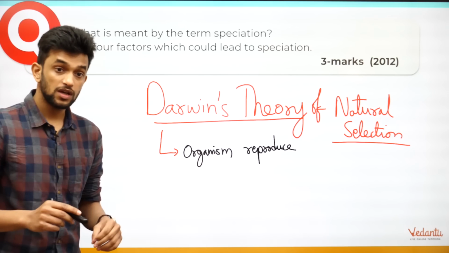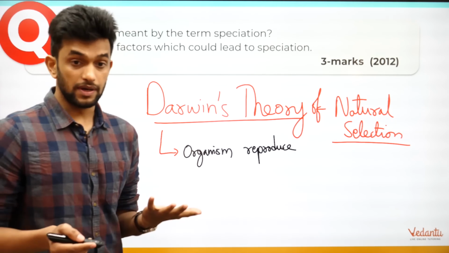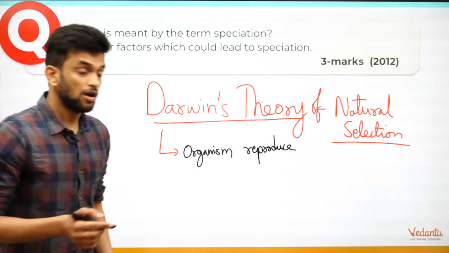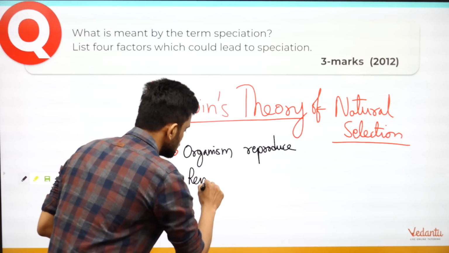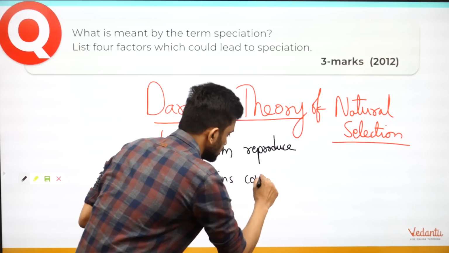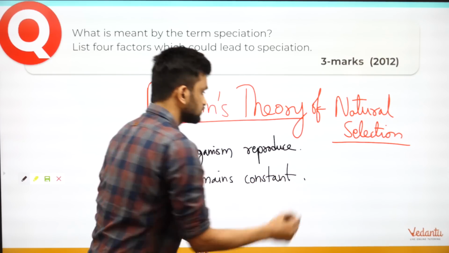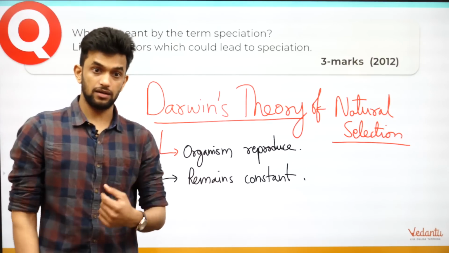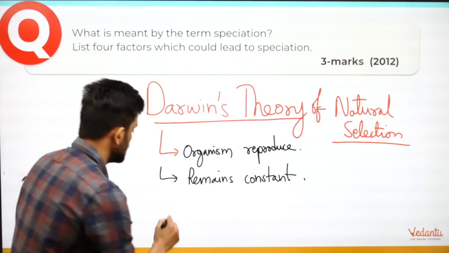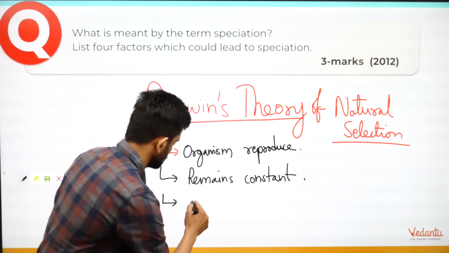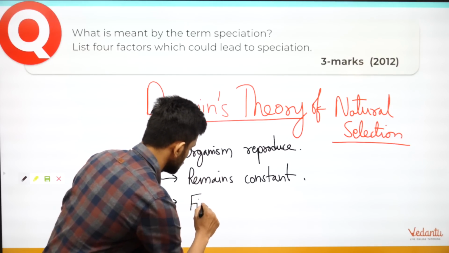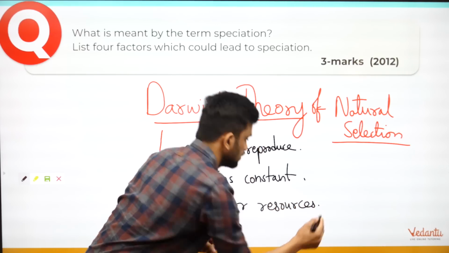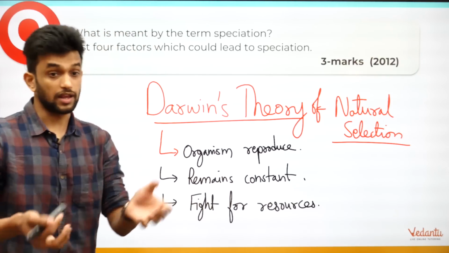Organisms reproduce and they increase in numbers. But their total number remains constant. New organisms are produced, but the total number remains constant. Why? Because there is a fight for resources among the organisms.